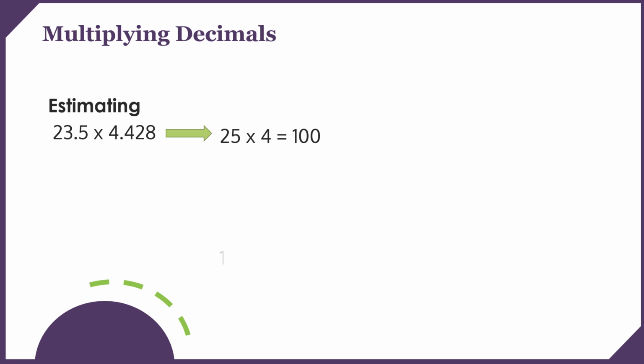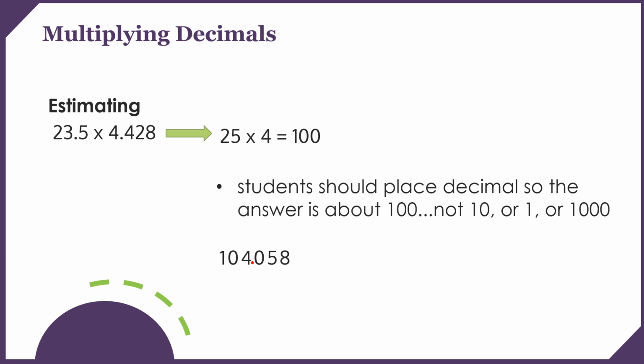Then when placing the decimal point in the digits that they would get as the answer, students can place it so the answer is about 100. Not 10, not 1, not 1,000. So there are definitely a lot of options for placing your decimal point here, but we know it's supposed to be about 100. The only logical place to put it is after the 4.